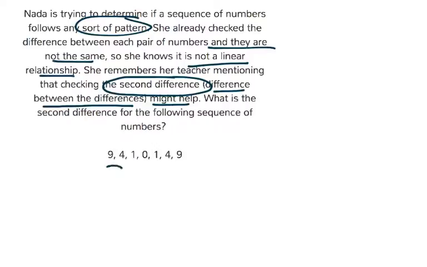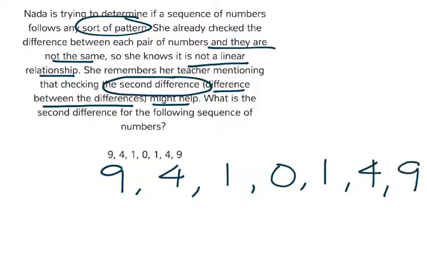I have 9, 4, 1, 0, 1, 4, and 9 again. Okay, the difference between each of these numbers, or what we call the first difference, is just how far apart they are. Okay, so in this case it goes from 9 to 4.